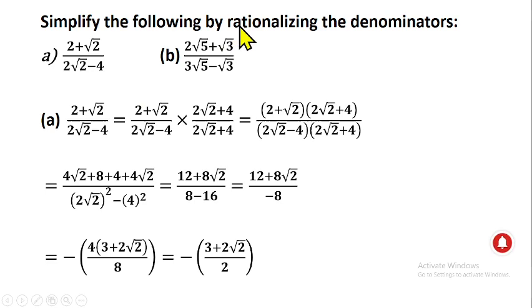and that means you are also rationalizing. So the first one, you are having this question. Like I said, it equals this; you now multiply up and down by the conjugate of this denominator, which is 2 root 2 plus 4. So you can see what you are having here right now. That means this will multiply this, and this will also multiply this.